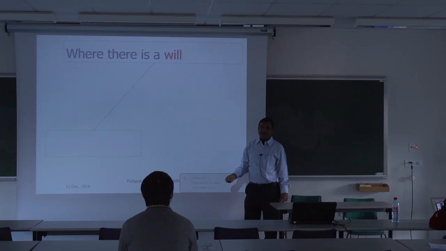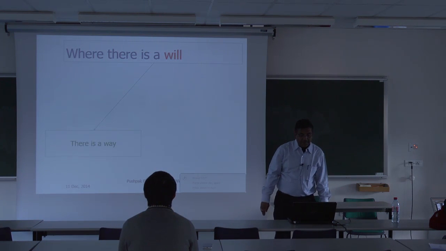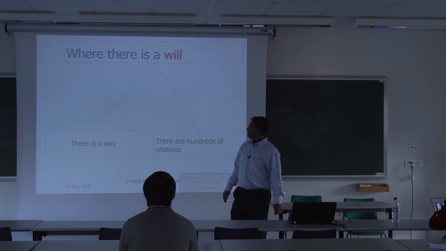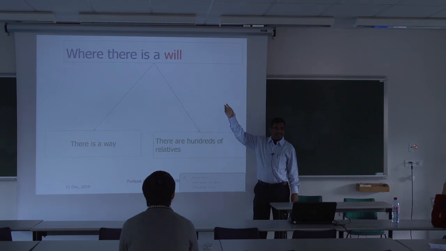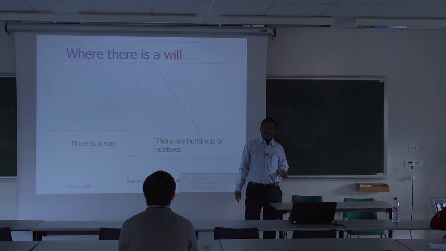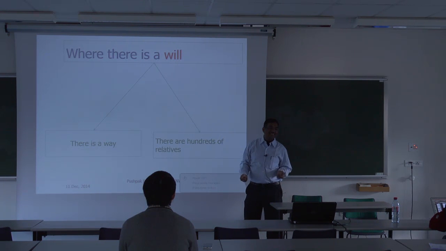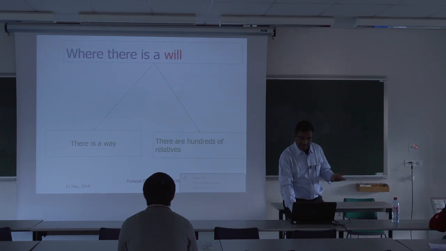There's a way. Where there is a will, there is a way, but it could also be: where there is a will, there are many relatives. Do you understand the joke? A will means a deed, a document transferring property. So if there is a will, then many relatives come looking for that property. So the word will is ambiguous. It can mean wish, desire, or deed.